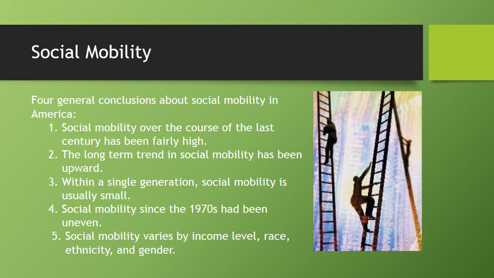The chapter reviews research on social mobility, and here are 4 general conclusions that we can make about social mobility in America. Social mobility over the course of the last century has been fairly high. The long-term trend in social mobility has been upward. Within a single generation, social mobility is usually small. Social mobility since the 1970s has been uneven, and social mobility varies by income level, race, ethnicity, and gender.